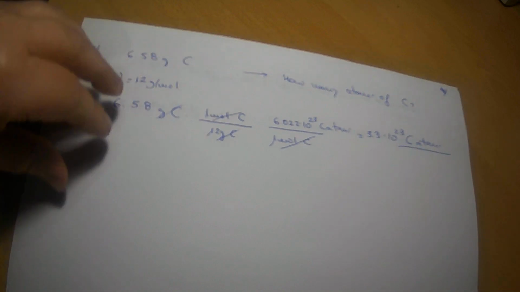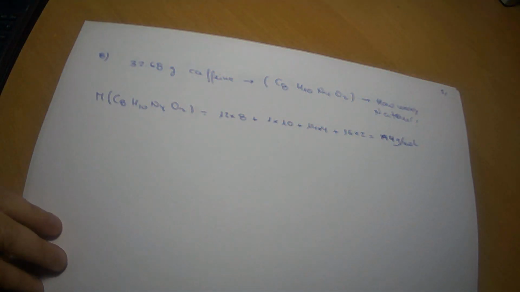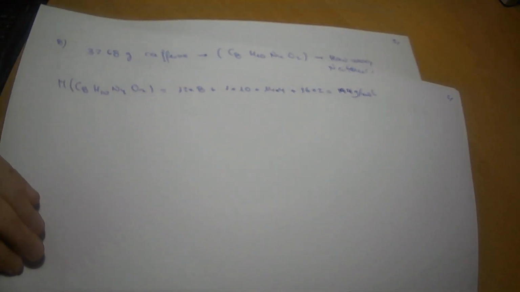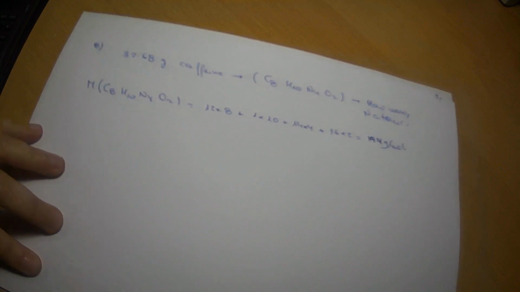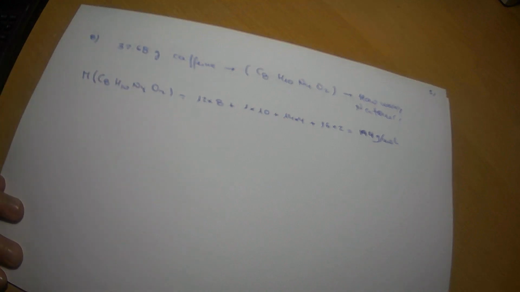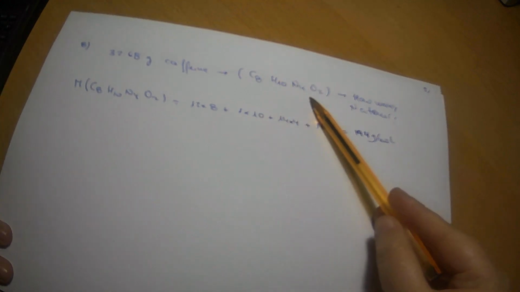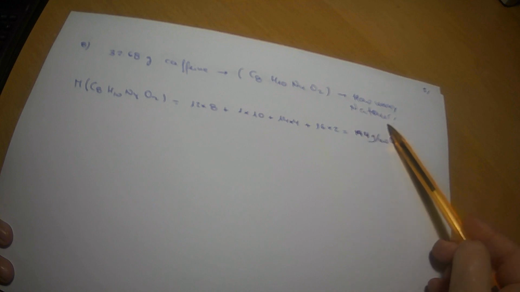Okay, we continue with the last exercise. I think so. The last exercise I have to correct. Oh no, there is one left more. Okay, exercise 8. We have 32.68 grams of caffeine. The formula is given to us. And how many nitrogen atoms do we have?